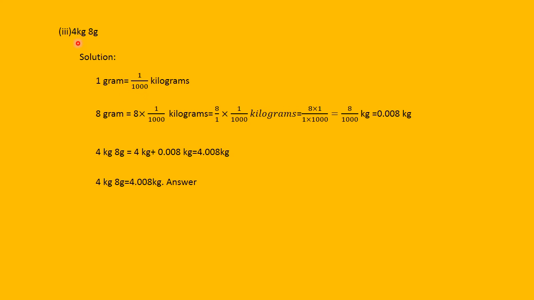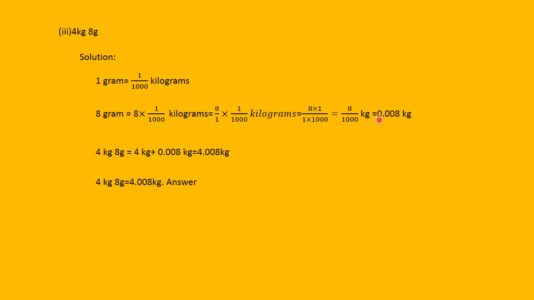So 1 gram is equal to 1 upon 1000 kilogram. We want 8 grams, so on both sides you will multiply by 8. 8 grams is equal to 8 into 1 upon 1000 kilograms. Because there is nothing in the denominator, you will write 8 upon 1 into 1 upon 1000. Numerator into numerator, denominator into denominator: 8 ones are 8, 1 into 1000. And how many places should you have after the decimal? 1, 2, 3. You should have 3 places after the decimal.